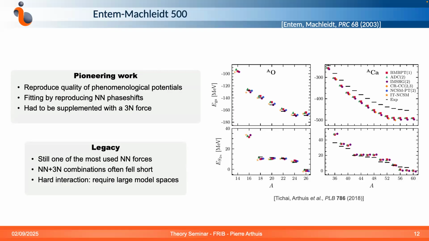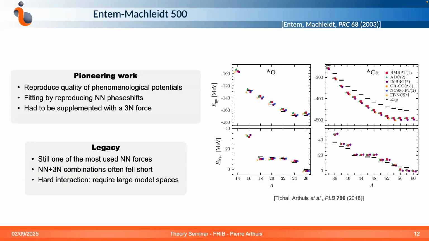It's still at the basis of a lot of the forces of the interaction that we use today. But the thing is, using this bare interaction (I'll come back to the meaning of bare in a second) with 3N on top, very often those forces fell short as soon as you move to medium mass nuclei, which in our language is the calcium, nickel isotopic chain, for example.